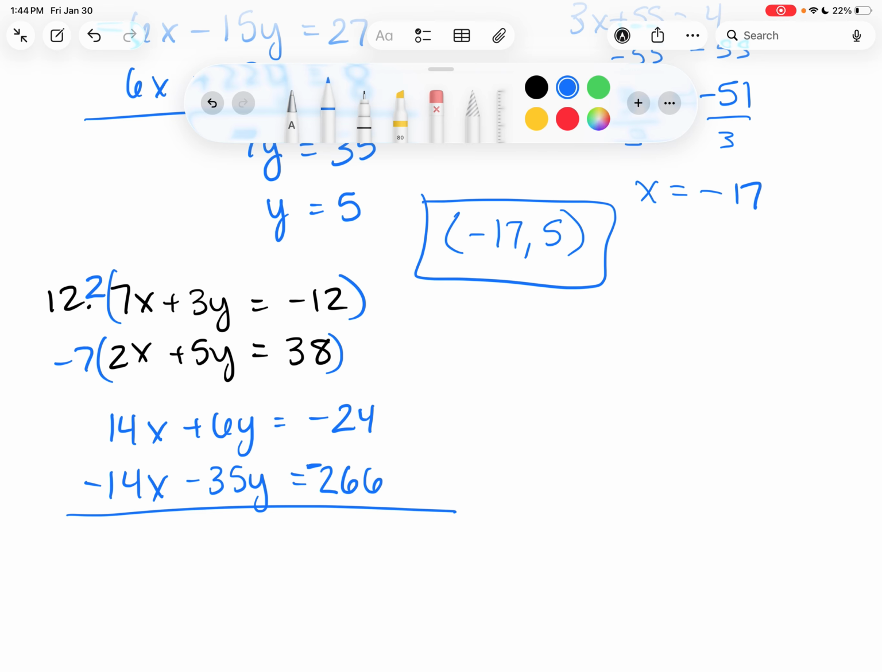All right, so 14's cancel. So then I've got -29y equals -290. Divide by -29, so y equals 10. Yep.